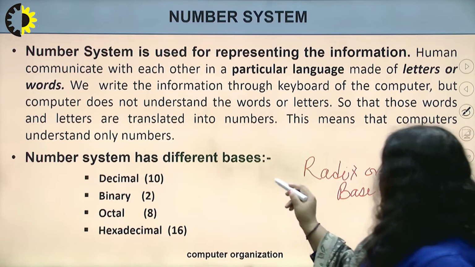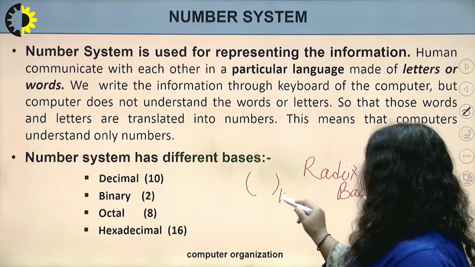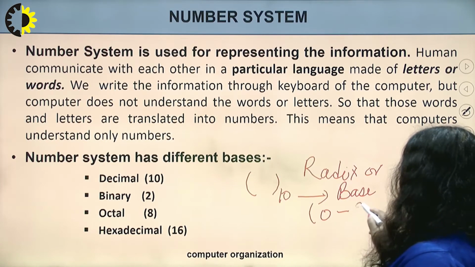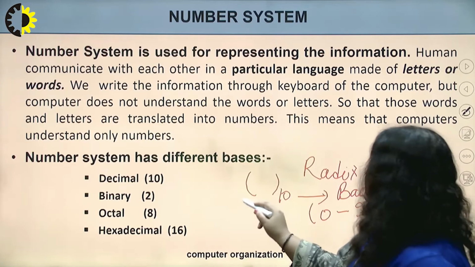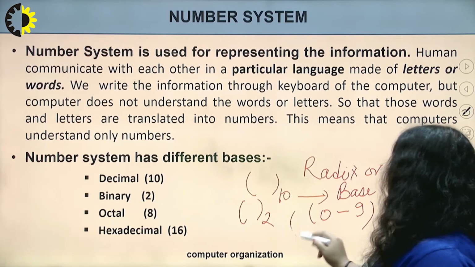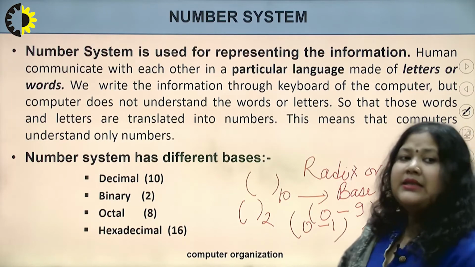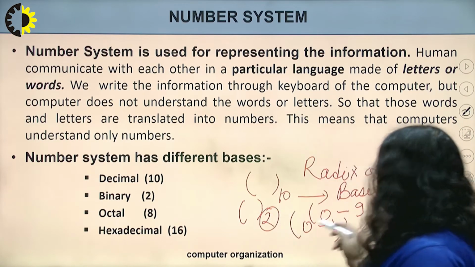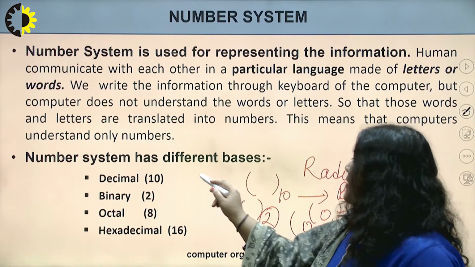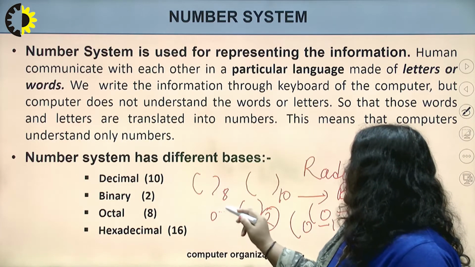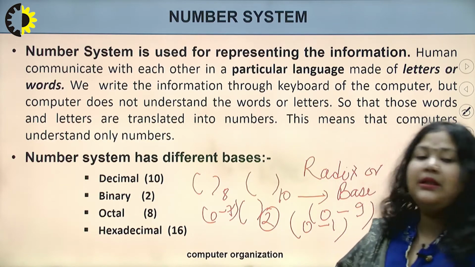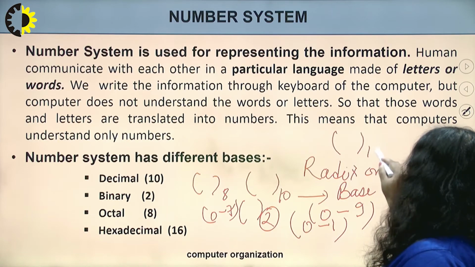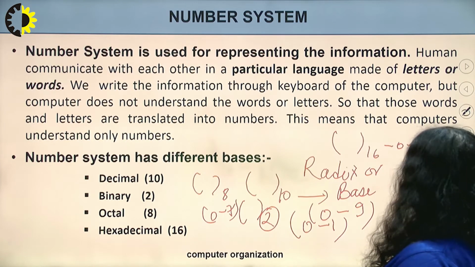Decimal is base 10, and the range of this base is 0 to 9. Binary base is 2, with range 0 to 1, that is 0 to n minus 1. Octal base has range 0 to 7. Hexadecimal is base 16, so its range is 0 to 15.